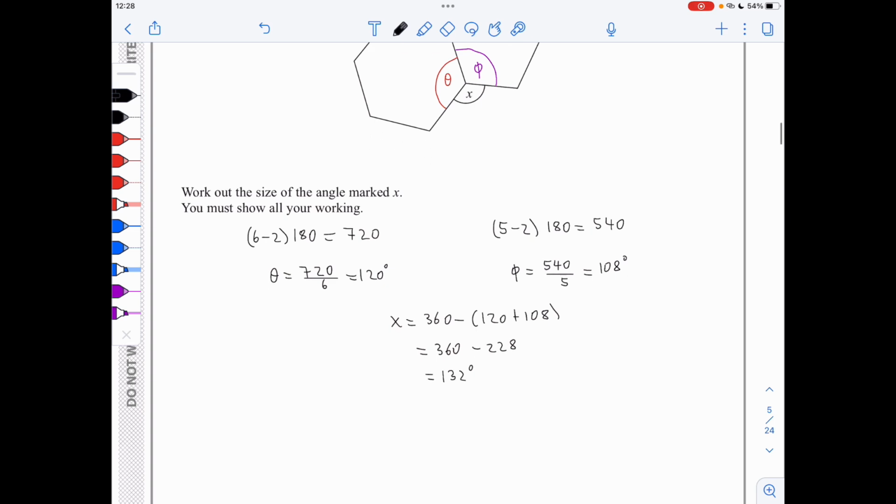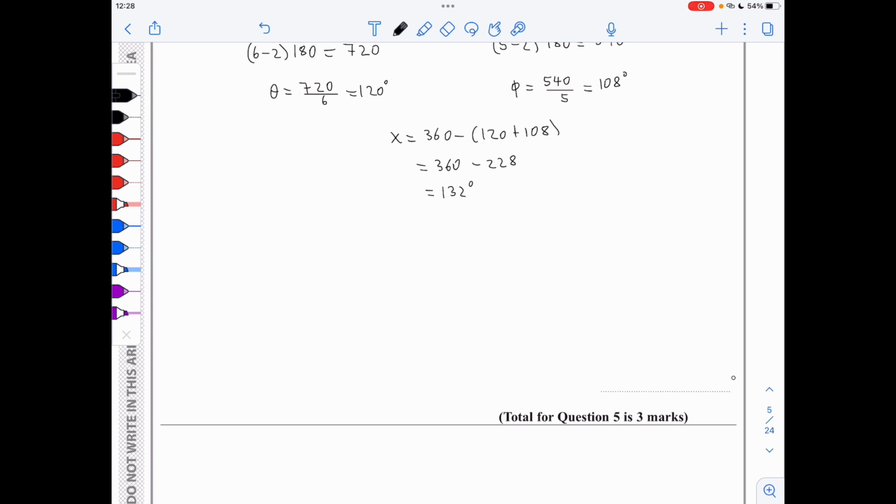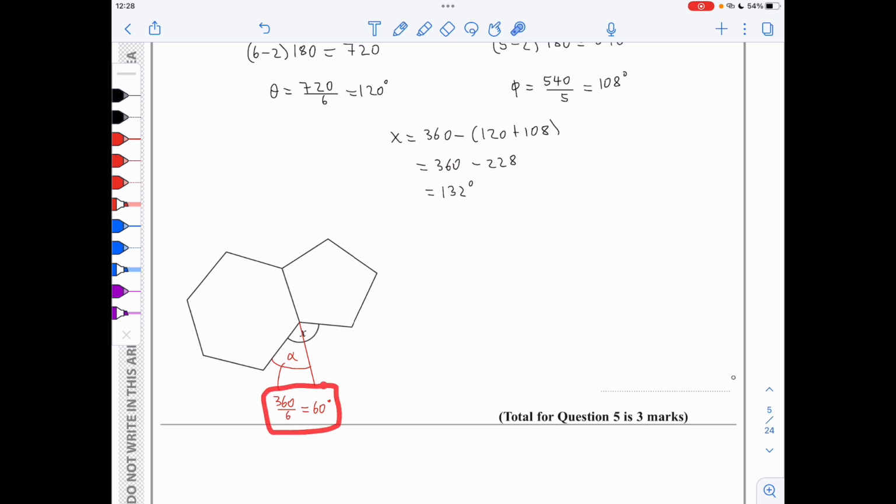Now, an alternative way of approaching this is by considering the exterior angles. So we draw the line here, and we can see that this angle here, which I could call alpha, is the exterior angle of a regular hexagon. So this will be simply 360 divided by 6, which is 60 degrees. We know that the exterior angles add up to 360 always, irrespective of the number of sides. We've got a regular hexagon, so all exterior angles are the same. So we can find the size of one exterior angle by dividing 360 by 6.